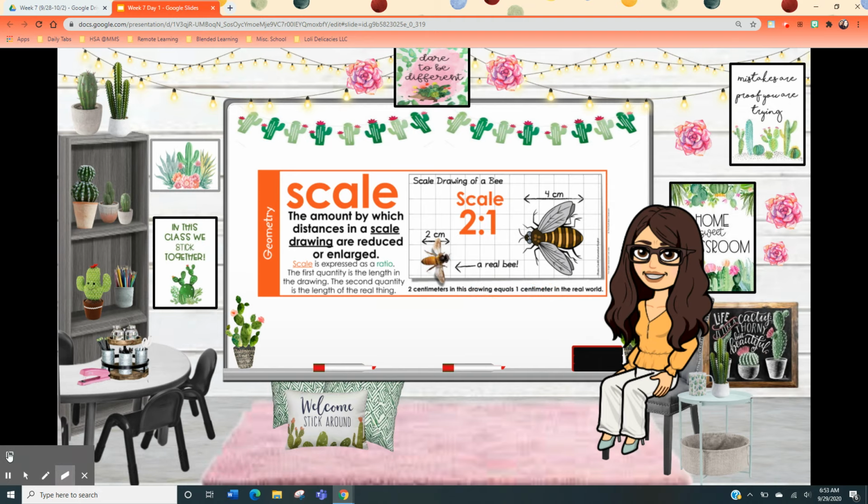Scale. So we're looking at scale factors today. Scale is the amount by which distances in a scale drawing are reduced or enlarged. So we're going to be tying in unit rate to this. So let's wait and see what we find.